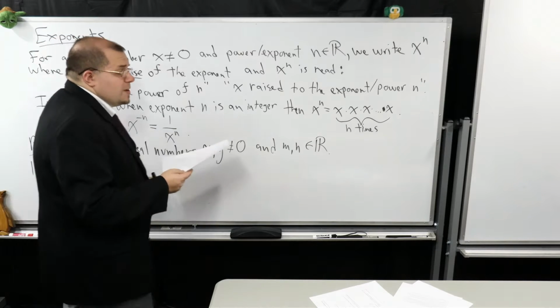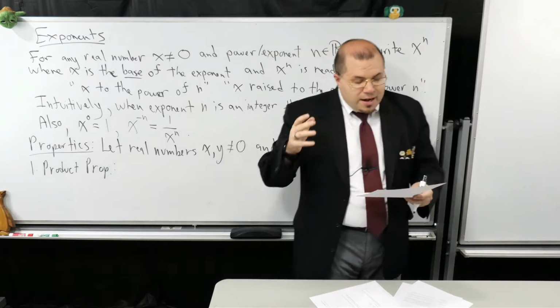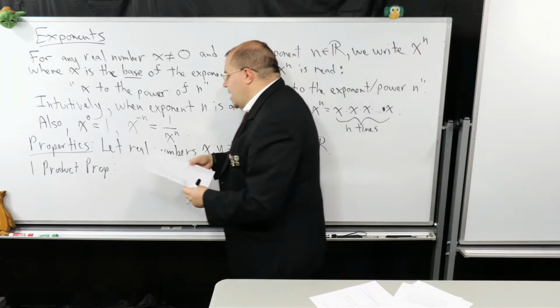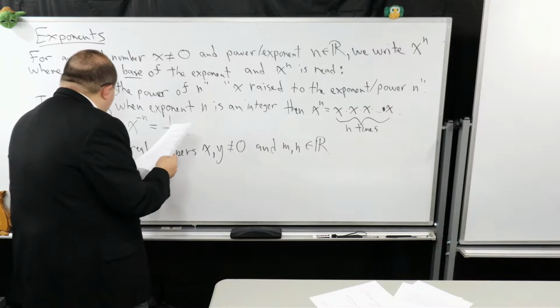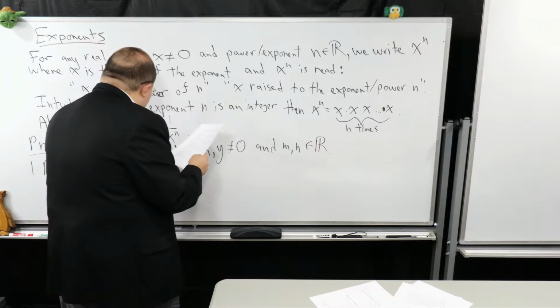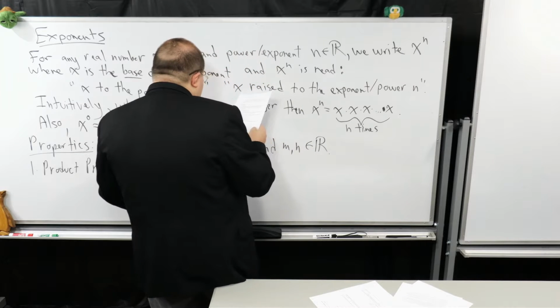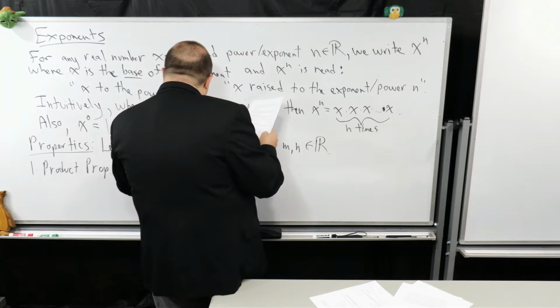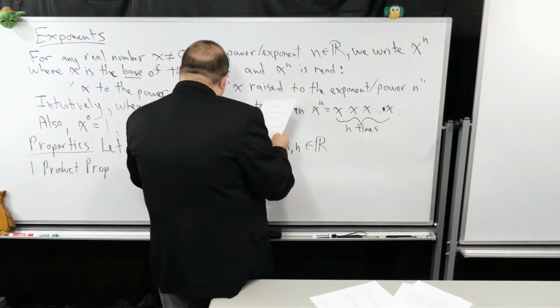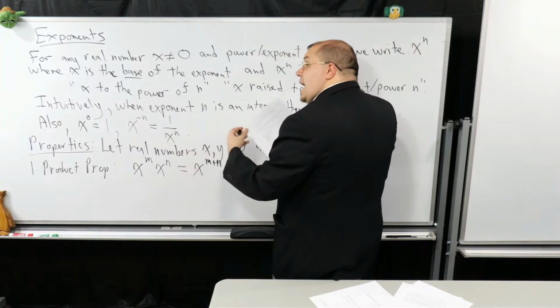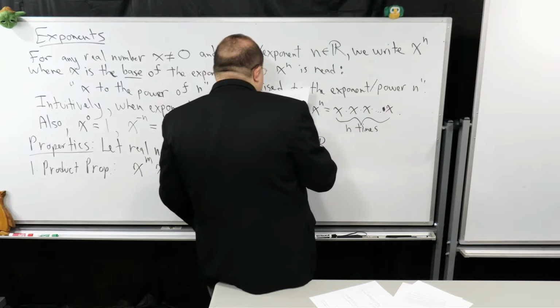The product property is quite simple. If I have two numbers that have the same base, but they're raised to different exponents, I could do the following. If I have x raised to the m and x raised to the n, notice the same base, then I can sum the exponents. So if I have a product like this, the exponents add to one another.